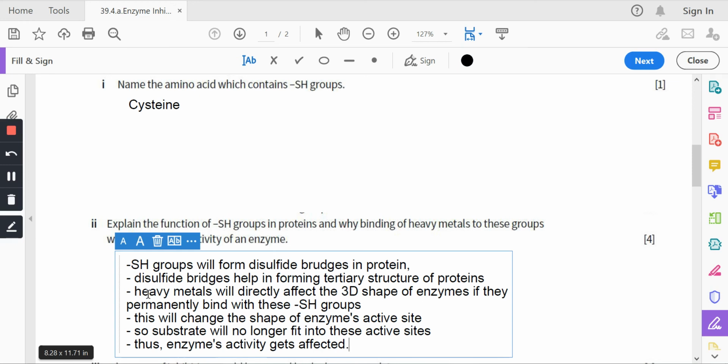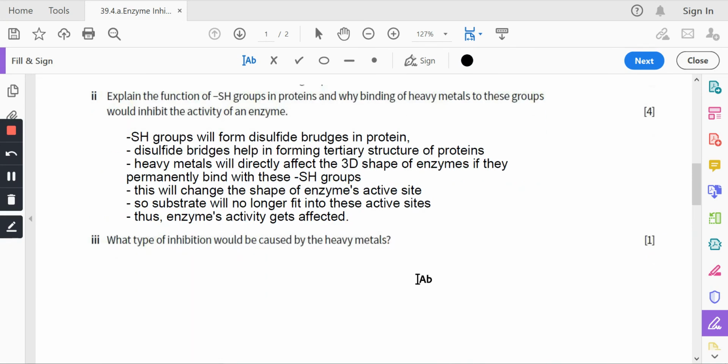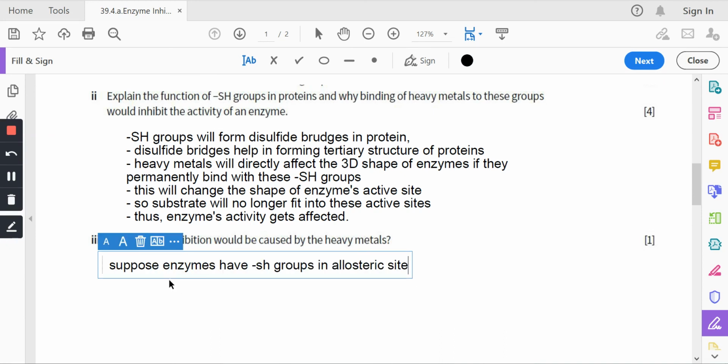So what is the enzyme's activity? To catalyze the substrate's reaction to form the product, right? Now if the active site is distorted, then substrate won't bind to the active site and the enzyme will not catalyze any reaction. Therefore the activity of the enzyme will fall. What type of inhibition would be caused by these heavy metals? So you clearly know that the heavy metals' shape is not the same as your substrate, that is the succinic acid. That means they look completely different from the substrate. That means they are definitely not competitive inhibitors.